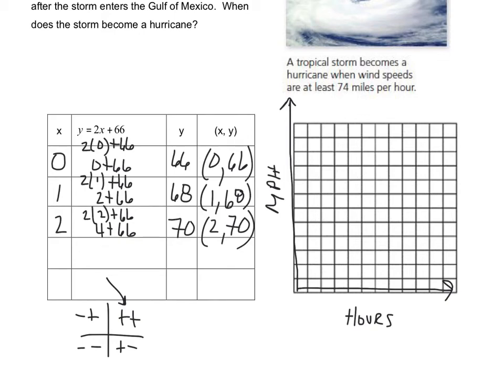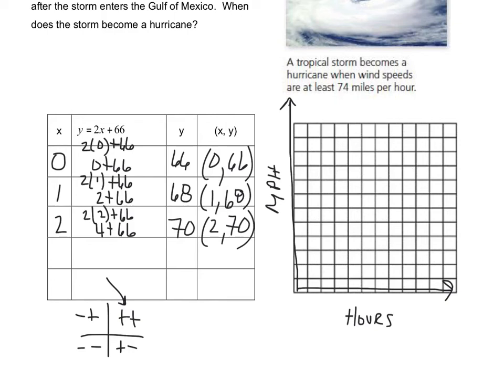Now, looking at our numbers, we have some crazy numbers here. We have 0, 1, and 2 for the x, but then we have 66, 68, and 70. Those are pretty big numbers. Now remember, you don't have to have the same scale on the x-axis as the y-axis, but they do have to be consistent on their own axis.